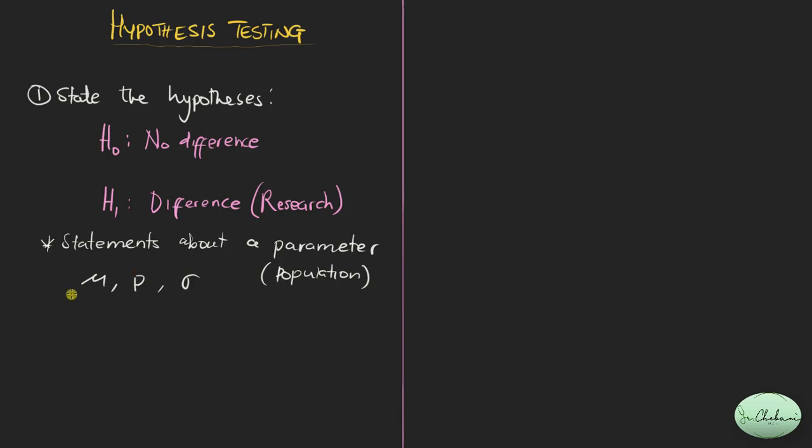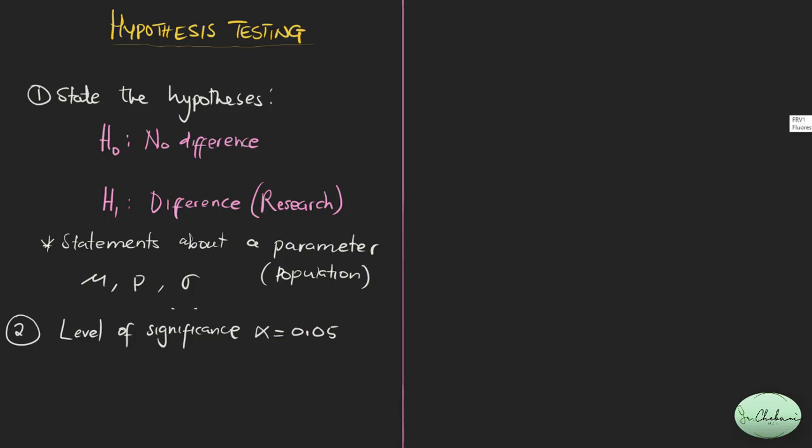And then step number 2, after we define our hypothesis, is that we choose the level of significance. This is the level at which we would reject or fail to reject the null hypothesis. We call that the alpha level, and it's usually set to alpha equals 0.05. So this is an arbitrary number.